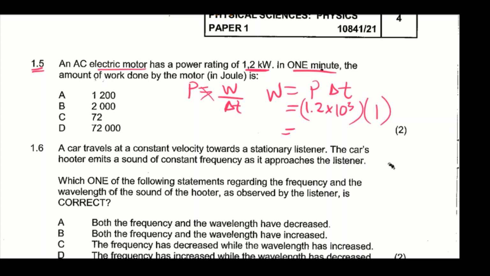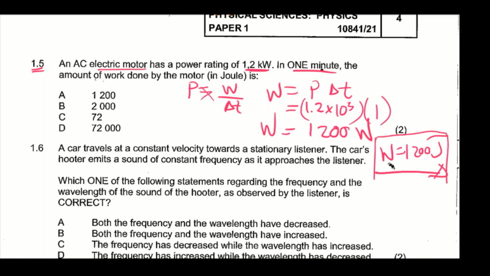So the work done here is 1,200 watts, which you can also write as joules, right? So you can say work done is equal to 1,200 joules. So this is the answer that I'm getting here. It's actually this option A here. I know in the memo you will find this answer here. So if by any chance your calculations you find this answer, please let me know in the comment section below. But otherwise, this is what I'm finding, option A for this question here.